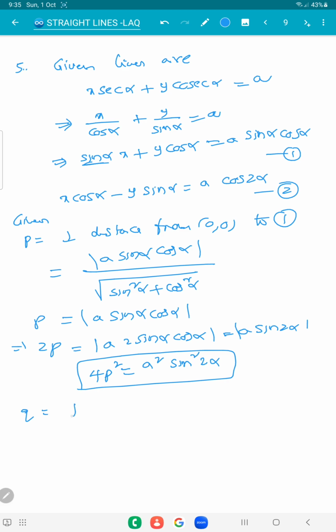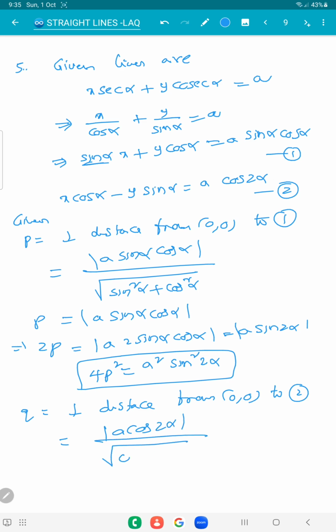q is equal to the perpendicular distance from the origin to the line, which is mod c by root of a square plus b square. a square is cos square alpha, b square is minus sin alpha whole square, that is sin square alpha. So that is equal to a cos 2 alpha. q square is equal to a square cos square 2 alpha.